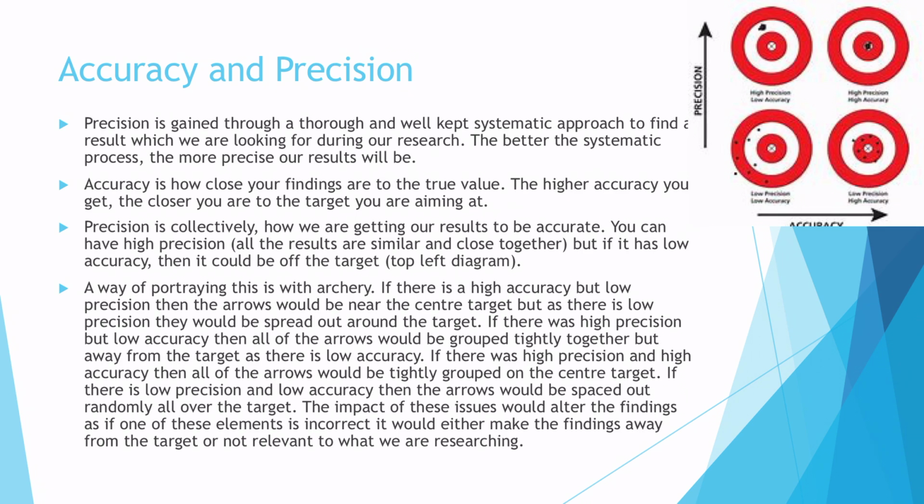High precision and high accuracy would be shown in the top right archery board, and this is where your precision is the same method every single time spot on, and your accuracy is perfect, so it's getting bunched up collectively onto the middle target where we are aiming to hit, and it is the perfect method. If you can obtain high precision and high accuracy, then your method would be the most reliable and the closest to the target as possible, which would be perfect for anyone doing any type of research.